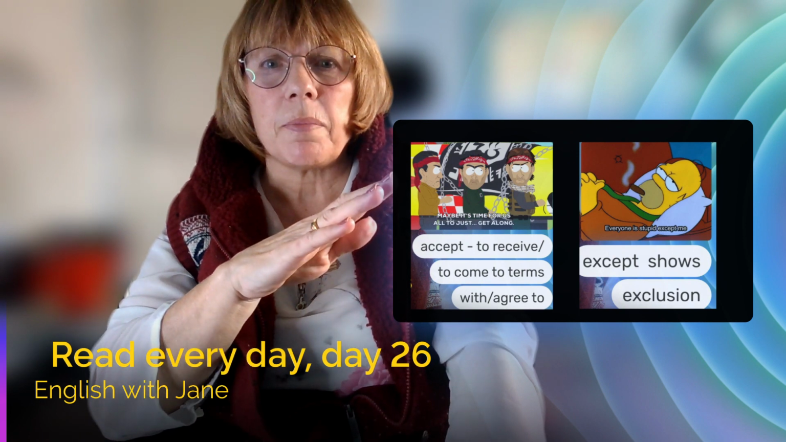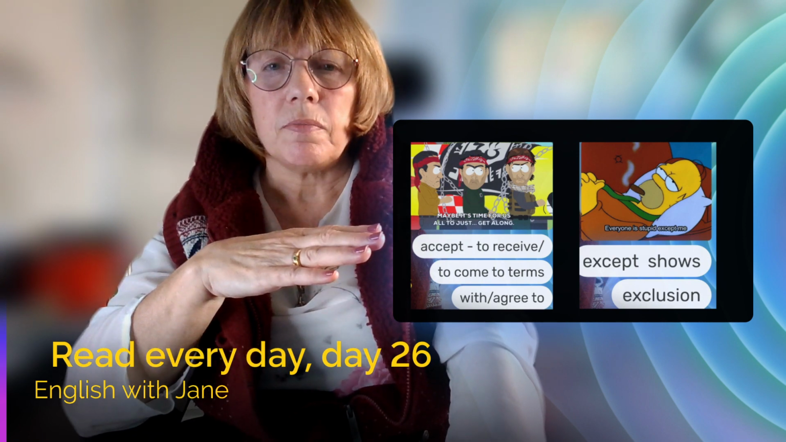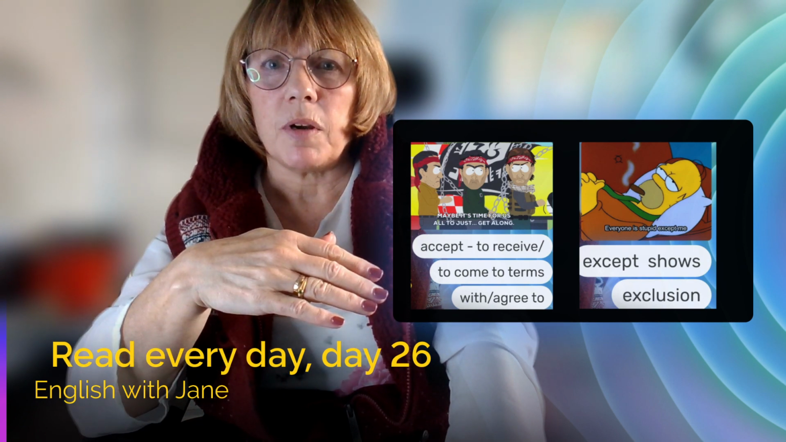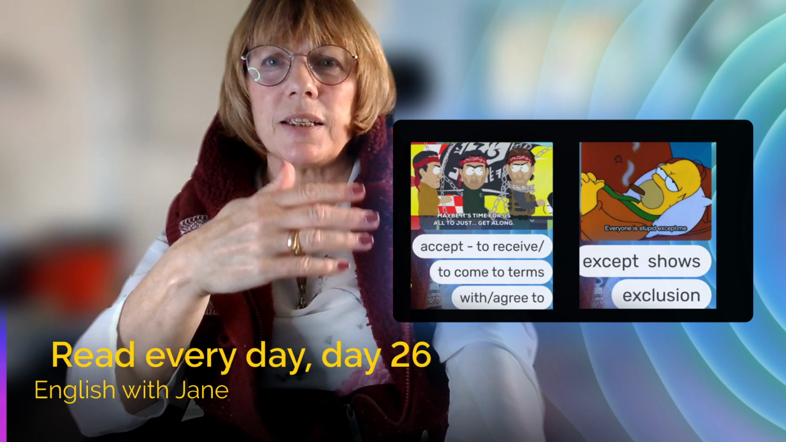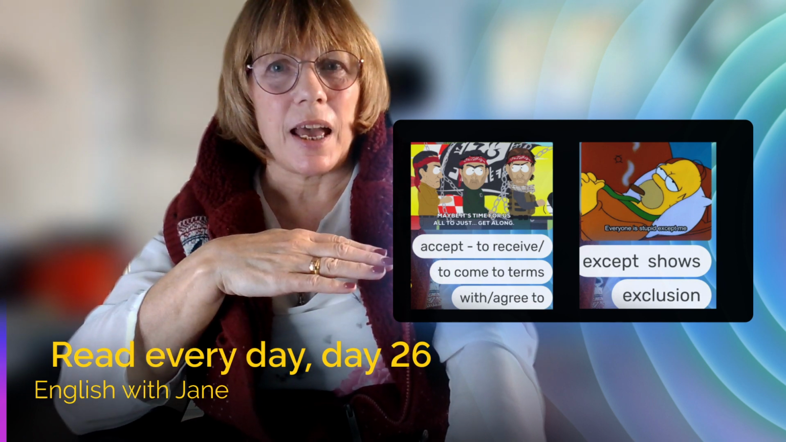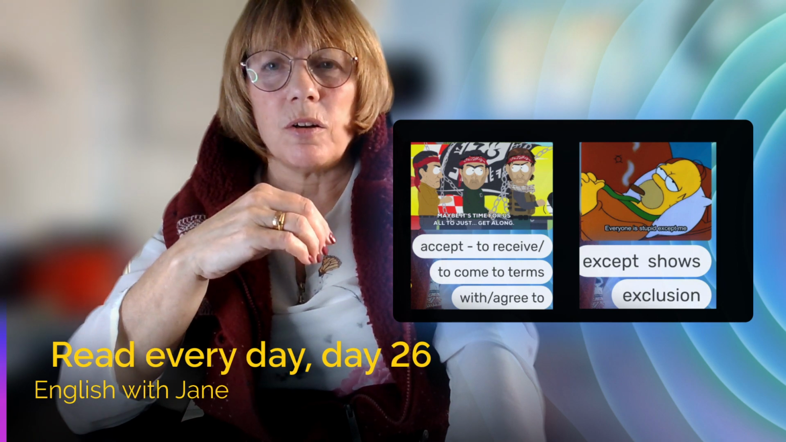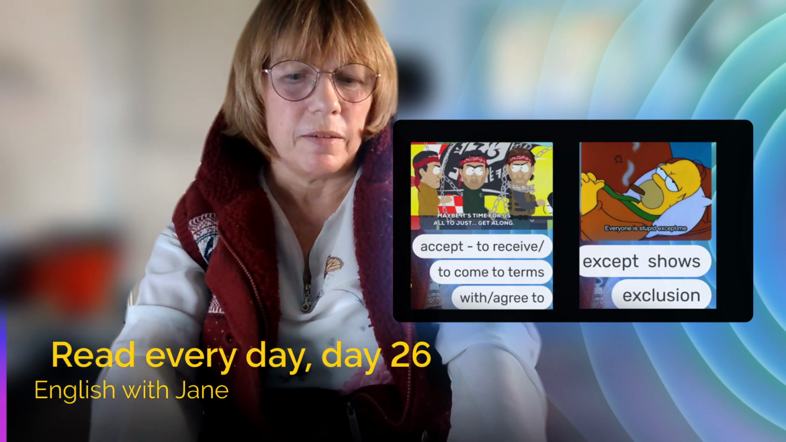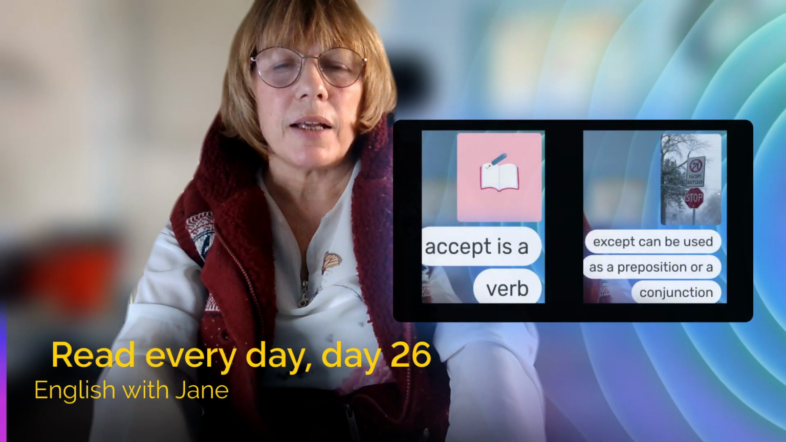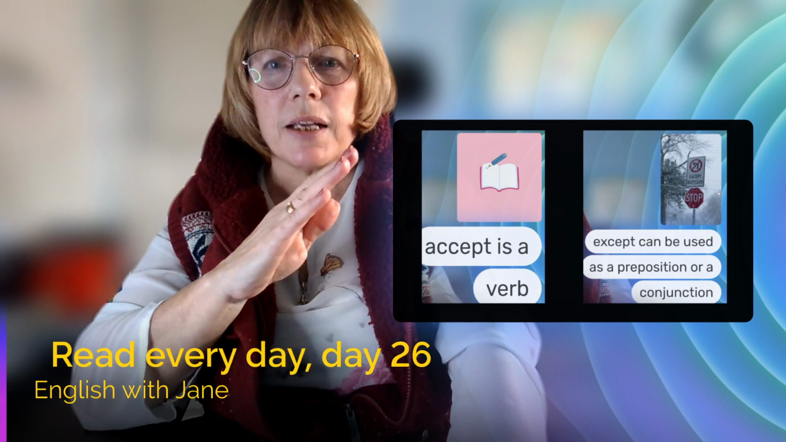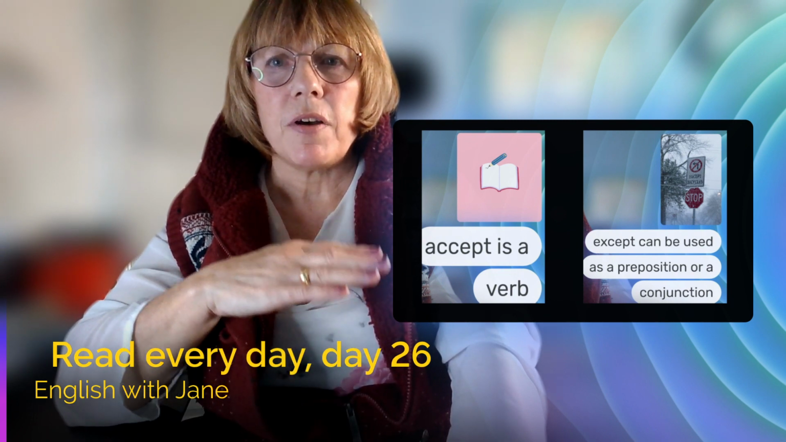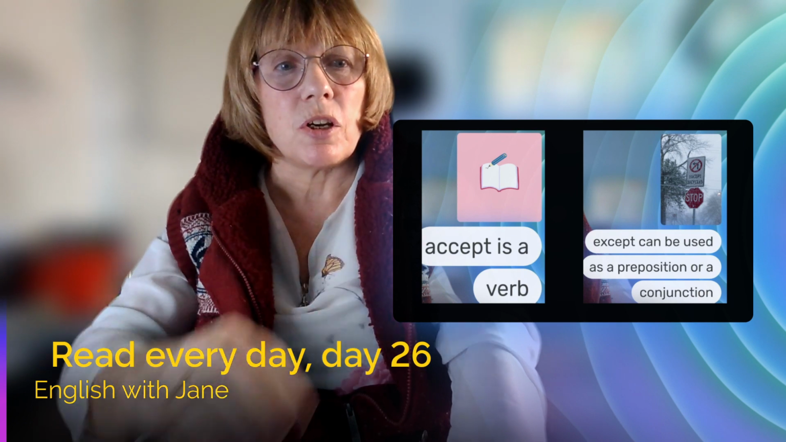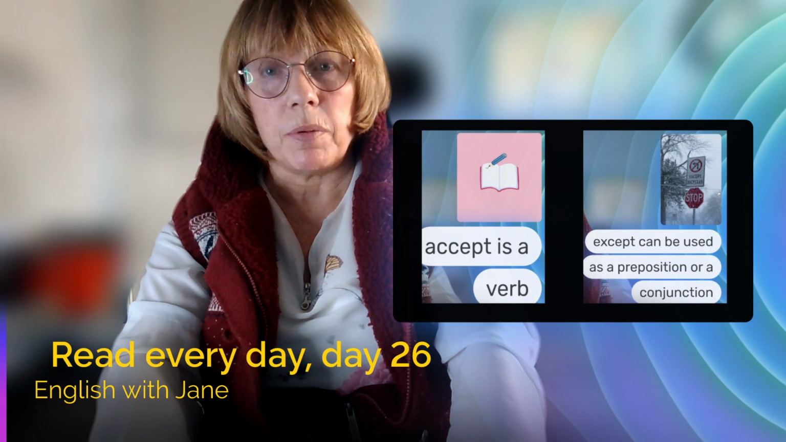So, looking at them side by side, accept: to receive, agree to, come to terms with, including it, getting along perhaps. Except shows exclusion. It shows that you're not going to be part of something. And if you look at the word class, accept is a verb, and except, you can use that as a preposition or a conjunction. That might help you remember the difference.